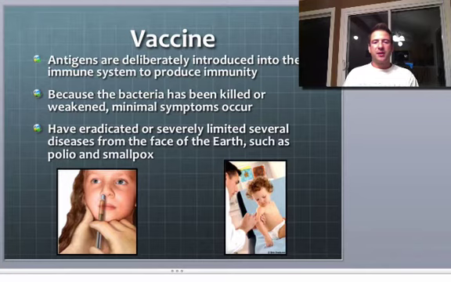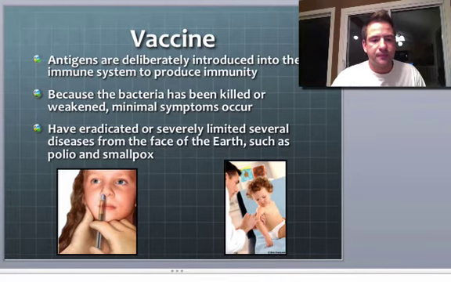But because the bacteria has been killed or weakened, minimal symptoms occur. So we're not going to get really sick or anything, but we will feel some minimal symptoms at times. Vaccines have eradicated or severely limited several diseases from the face of the earth, such as polio and smallpox. That's what these vaccines have actually done, because they build our immunity towards those particular diseases.